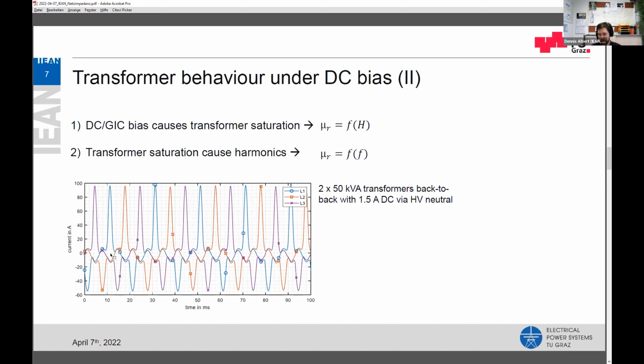Just to give you an example, this was a measurement in our lab from a 50 kV, 250 kVA transformer, usually having a peak no load current of 2 amps. We had a back-to-back setup, so they were connected on the high voltage side, superimposed the DC via the high voltage neutral, and reached current peaks of close to 100 amps here in the half cycle. In both transformers at no load, so there was no power transferred by the transformer. It was just caused by transformer core saturation.